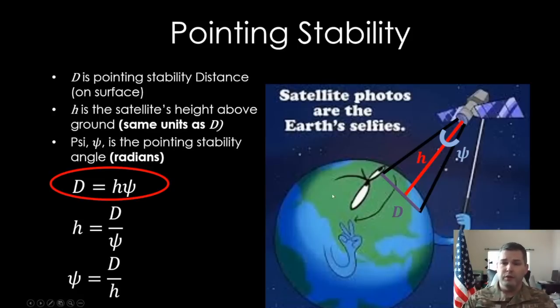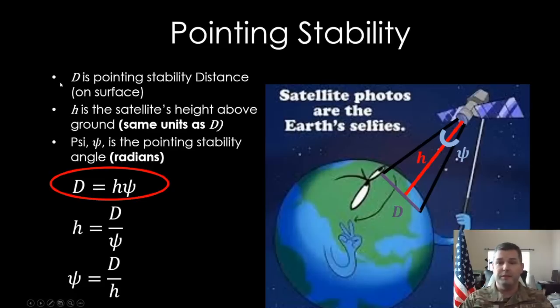If we look over here, it's how large a distance that uncertainty corresponds to on the surface. Psi is the uncertainty angle, at the spacecraft level. And H is just the height of the spacecraft. It's important to note that this is height. This isn't semi-major axis, this isn't radial distance, this is height. So if you're given A or R, you will need to subtract the radius of the Earth.